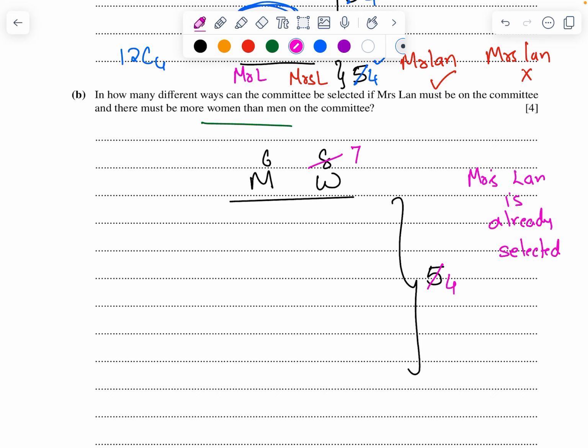There must be more women than men. So if at all 2 women, 2 men, because 2 plus 1, this is already 3 women, because 1 woman is already selected. So I will be having it as 2 women and 1 man, and similarly 3 women and 1 man, and 4 women and 0. So this is going to be the answer.